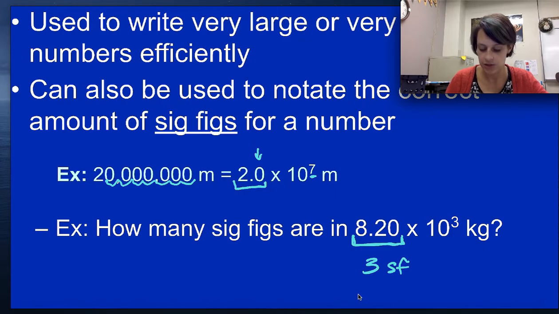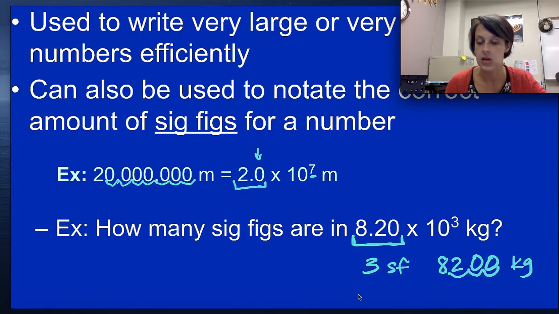If I wanted to actually know what this number was, I would walk my decimal out 3 places and I see that I have 8,200 kilograms. So let's say that I calculated that, but I needed 3 sig figs instead of 2 or 4. This is how I do that. I move my decimal and then I can actually drop this last 0 because its place is still held by that exponent.